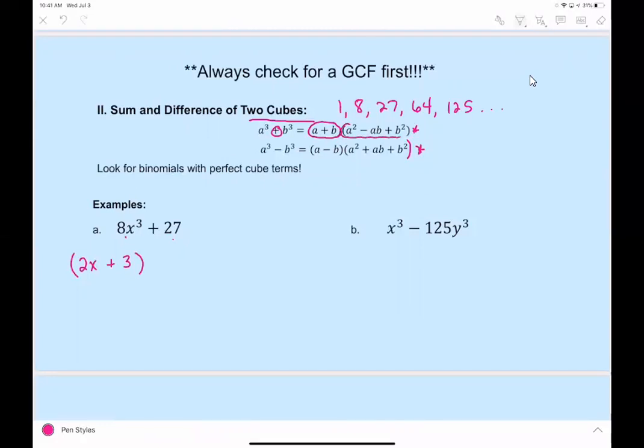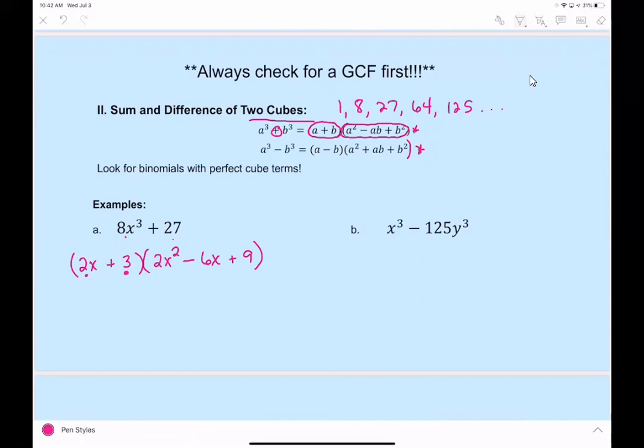Now we need to do the second part. In order to get that trinomial, all we're going to do is take what we found in the binomial. I'm going to square the 2x. I'm going to get 2x squared. I'm going to place a minus because of the formula. And then I'm going to multiply 2x and 3 together to get this middle term. And then to get the last term, I'm going to square the 3 and I'm going to get 9.